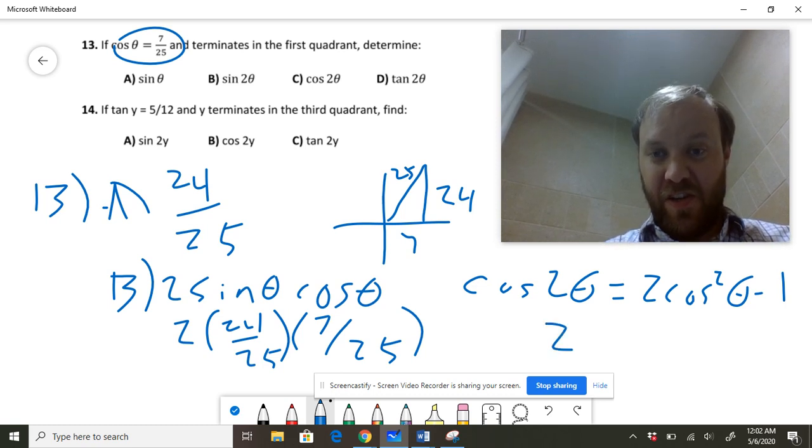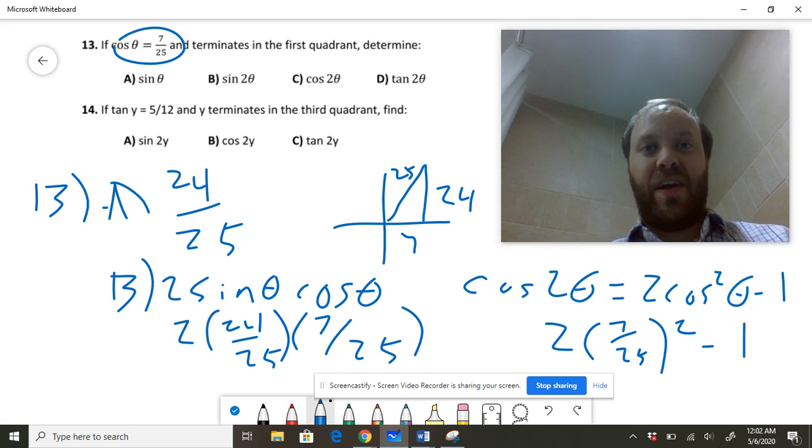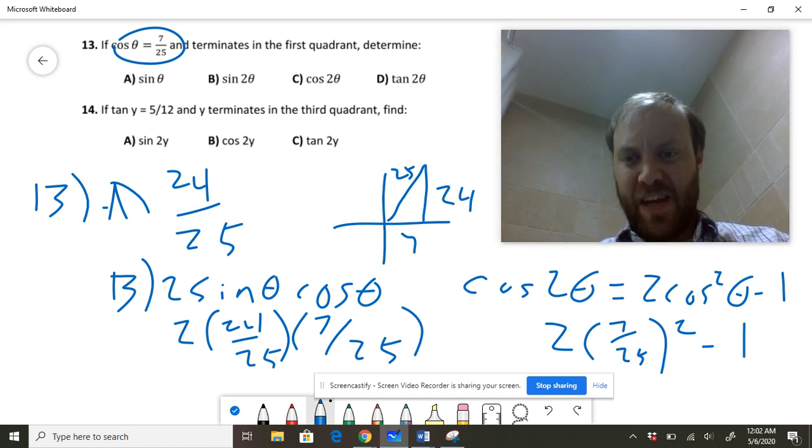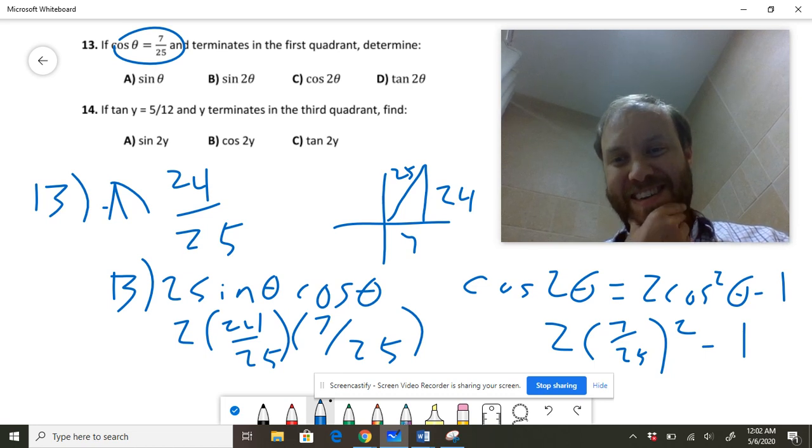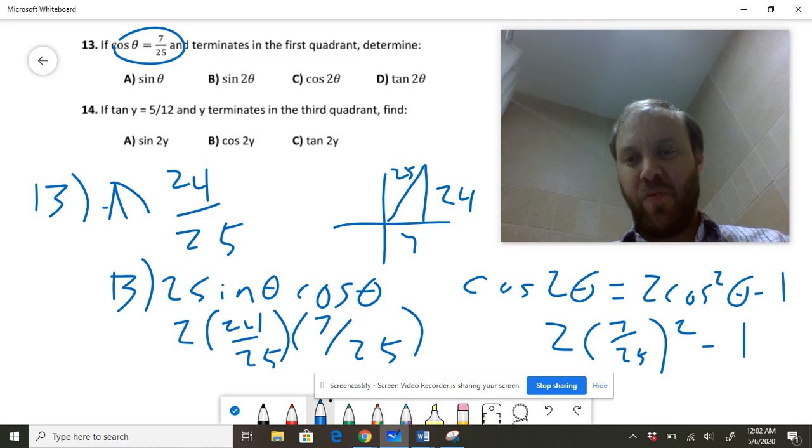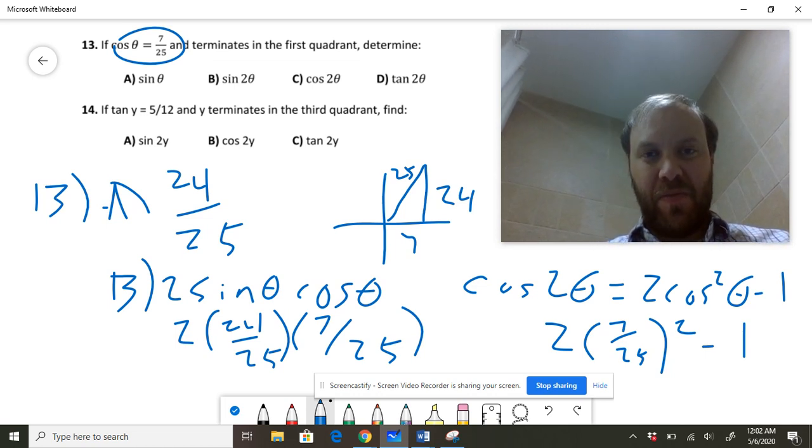So you'd be taking 2 times the cosine of theta, which is 7/25, and you're squaring that, and then you're subtracting 1. And actually, that one's pretty doable. Let's see, 7 squared over 25 squared, is that 49 over 625, I think, and then you're doubling that, maybe 98 over 625 minus 1. Anyway, once again, I'll let you simplify that.